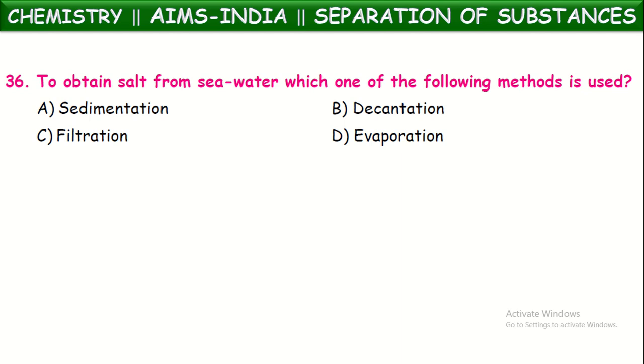To obtain salt from seawater, which one of the following methods is used? Yes, how can we separate salt from seawater? The only method used there is evaporation. By evaporation, sea water will be evaporated, and salt will remain back as crystals. That process is called evaporation.